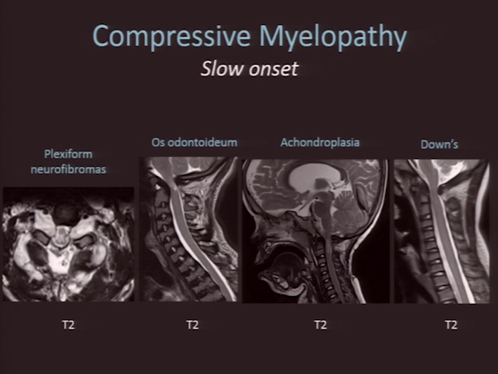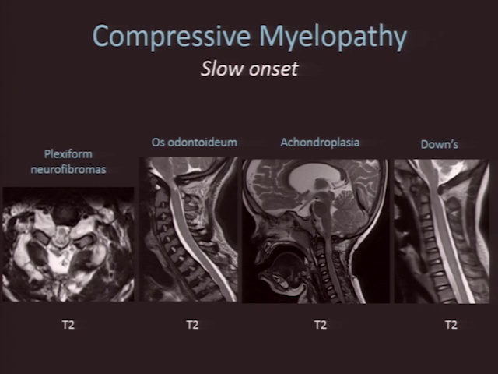And I've just included here some examples of what we might run into in kids with compressive myelopathy. This is a child with plexiform neurofibromas. You can see how deformed that cord is and the abnormal signal. Os adenoideum is something that we can encounter with this instability and the myelomalacia, achondroplasia, small skull base, narrow foramen magnum, again, the myelomalacia, and in Down syndrome with the ligamentous laxity.